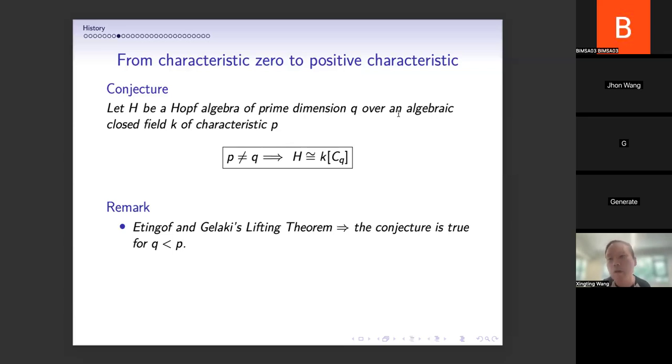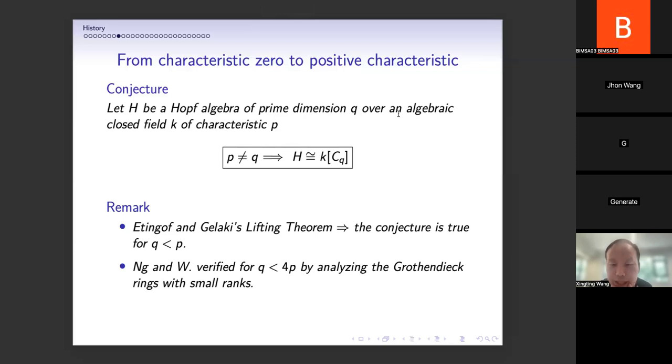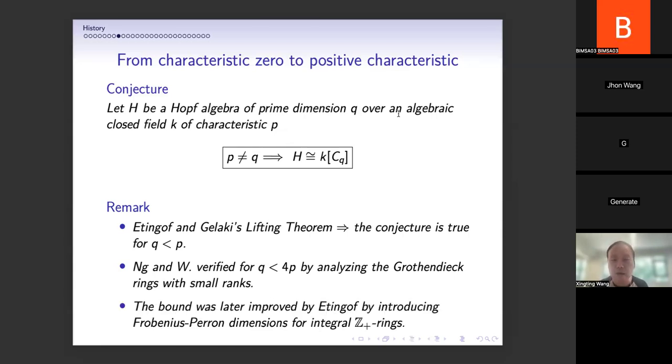It means if both are semisimple and cosemisimple, then it's no different from characteristic zero, and we can show the conjecture is true when Q is smaller than P. And if Q is a little bit bigger, but smaller than 4P, then we use the idea of analyzing the group-centric rings of small ranks to show that it's also the case. And this bound between P and Q was further improved by Etingof using some ideas in integer Z-plus rings. But other than that, I think the problem is quite open.